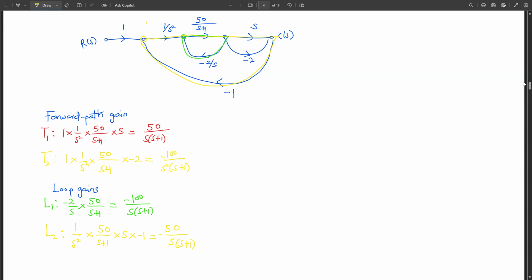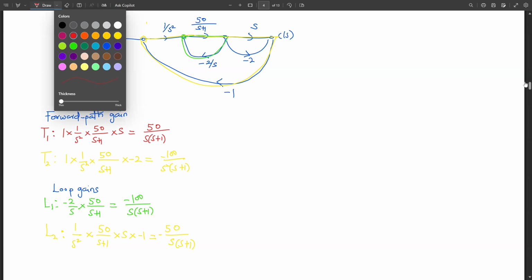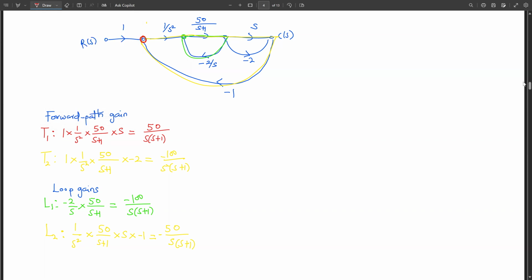Okay, let's see if we can find another one too. The third one, you'd have to shine your eyes. If we don't, it will trick you, right? So the third one is I start from here, I move this side, then I follow this one, I end up here. So my third loop is going to be L3, which is 1 over s squared.